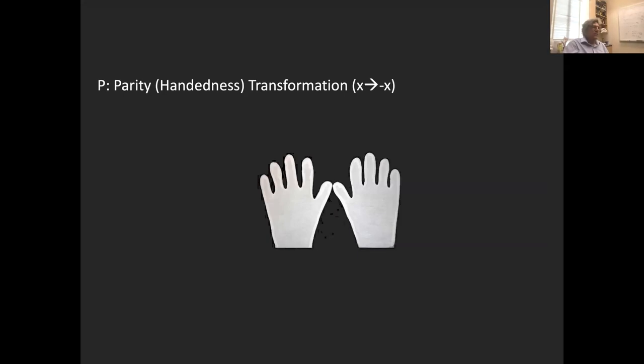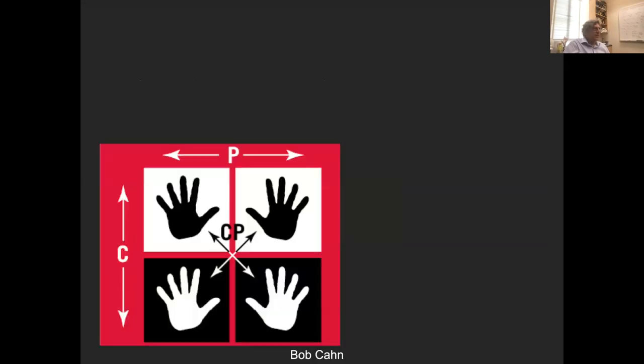Parity is going from left to right. So coordinate x goes to minus x. You see a left hand and a right hand. That's a parity transformation. You could also combine charge and parity. So turning the black and white would correspond to the charge and the parity would correspond to left and right. You could do C, which would be just interchanging black and white, or P, which is left and right, or you could do CP, which is moving along the diagonals.